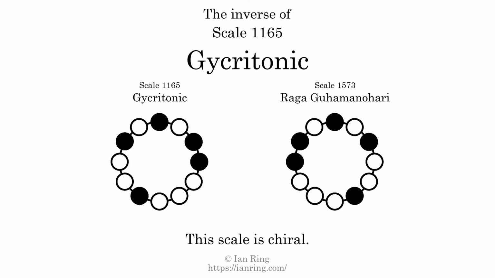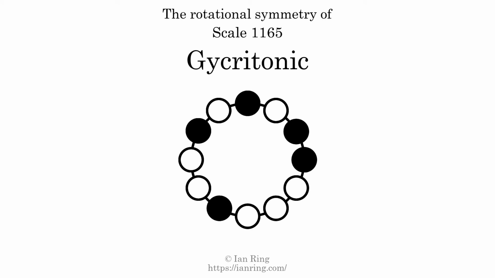The inverse of a scale is a mirror image. It is what you get when the sequence of intervals is reversed. The inverse of this scale is scale 1573, also known as Raga Guha Manohari. This scale is chiral. It cannot transform into its inverse by rotational transformation. This scale has no rotational symmetry.